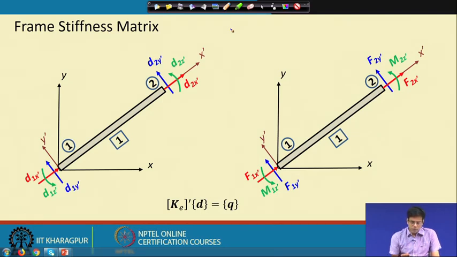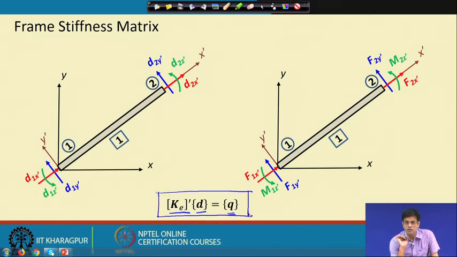So, the equilibrium equation for the local axis is K E prime d equals q. I write it in terms of prime. The prime represents the x prime y prime coordinate system, and small d represents the kinematic degrees of freedom in the prime coordinate system, and small q represents the forces in the prime coordinate system. So, this is my equilibrium equation for the prime coordinate system.